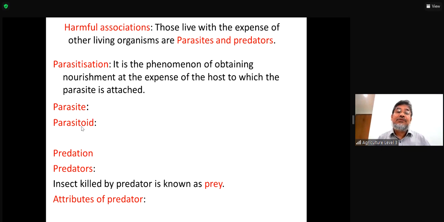So that's why we can use this parasitoid as a biological control agent. So a parasitoid can be used as a biocontrol agent. We can kill the insects by pesticides, by other means, but by using parasitoids, we can reduce the harmful populations. What is predation?